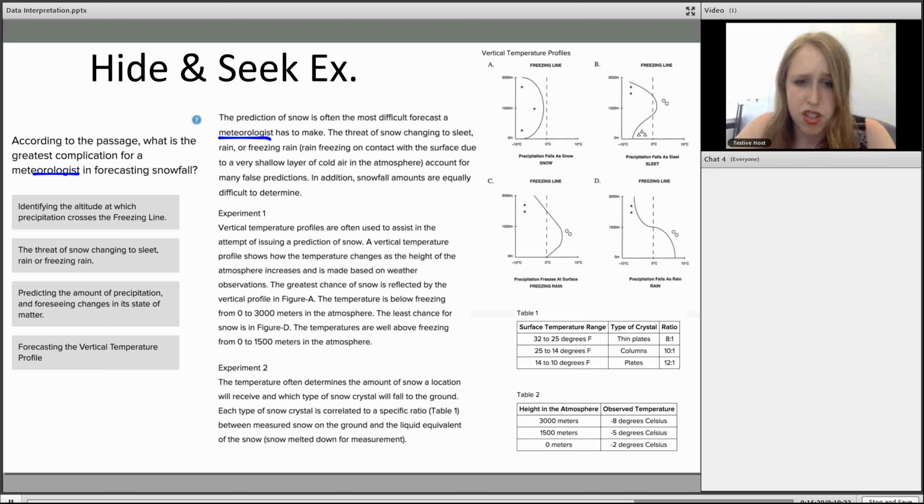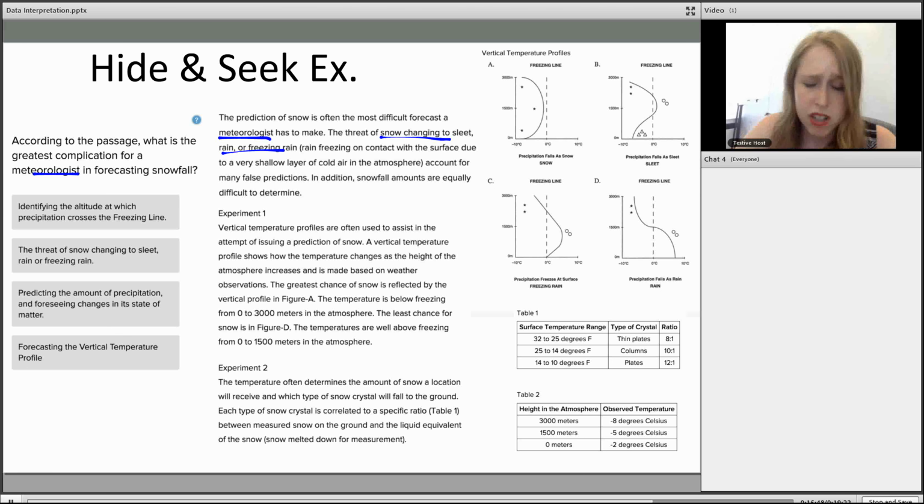So we see snow changes to sleet, rain, or freezing rain. And it accounts for a lot of false predictions. The amounts are equally difficult to determine. So what's going to be difficult is that the snow is not always snow. The snow is going to change once it passes the freezing line. It's going to change into different expressions of precipitation. So that's probably going to be the most difficult.